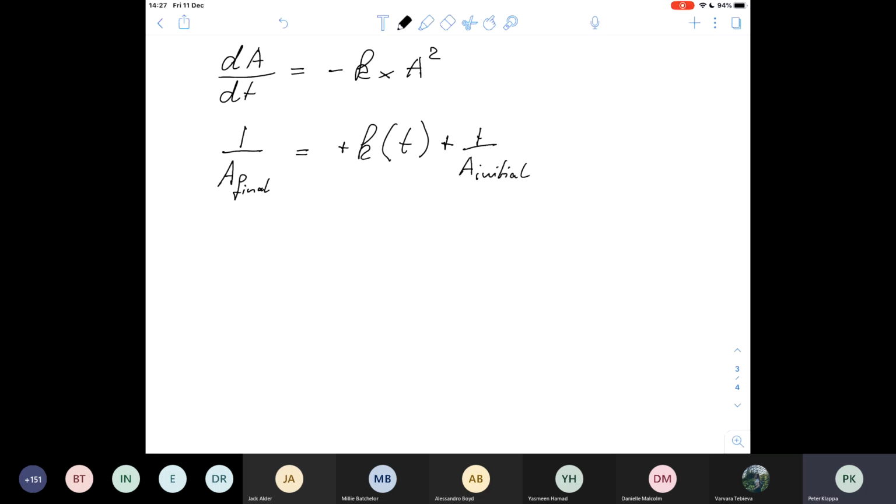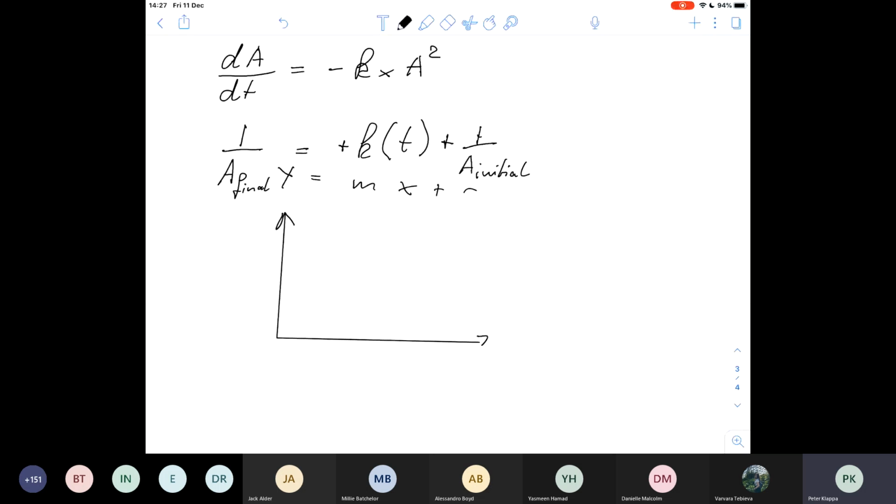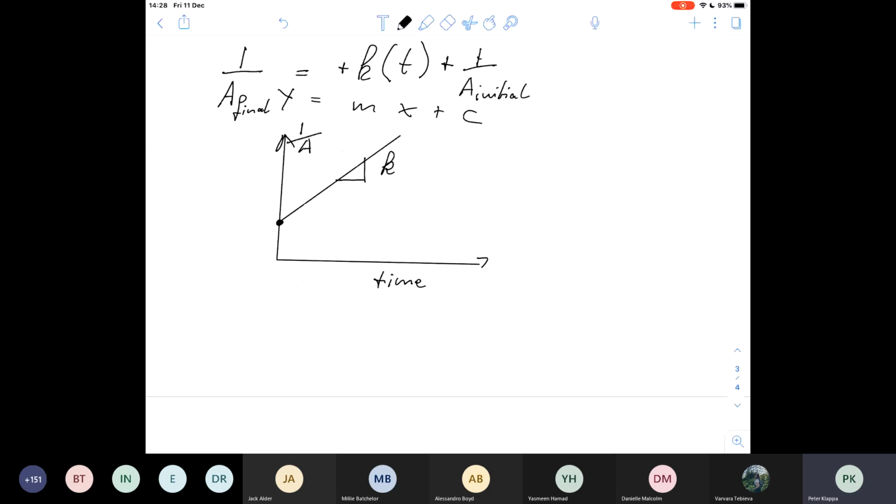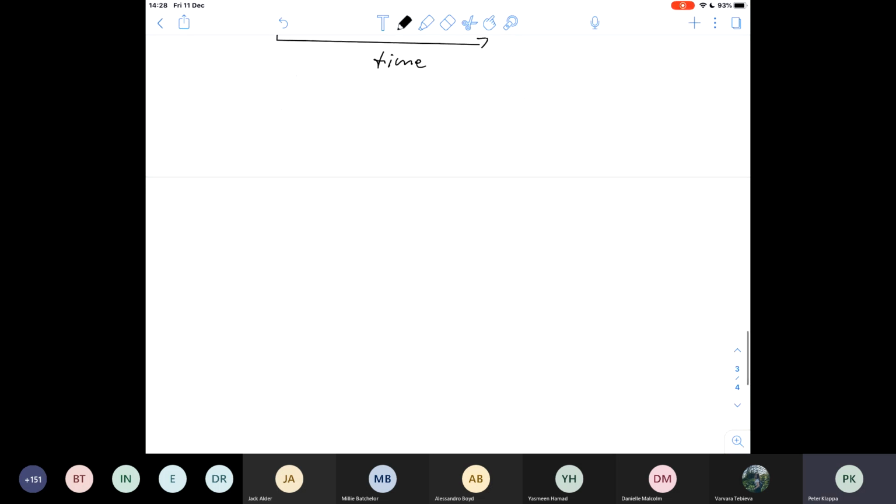And if we wanted to draw this one for the second order, we would choose our axis, y equals mx plus c. We would choose our axis now so that we write time here on the x-axis and 1 over A on the y-axis, and we get a line like that, a straight line, with this one here being the gradient and the rate constant k. So in a way, this is what a second order or a special case of a second order actually looks like.